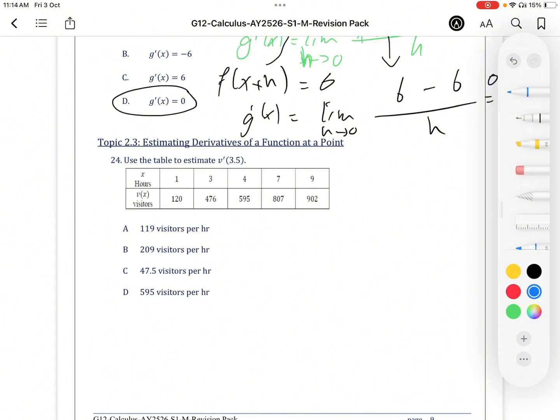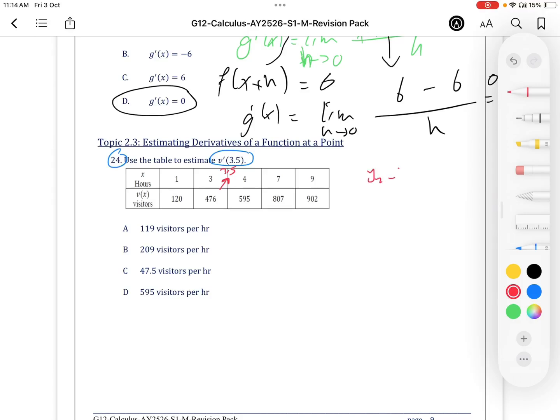Twenty-four. Estimate the derivative at x equal 3.5. We don't have 3.5, so we take the interval 3 and 4. 3.5 is in between.